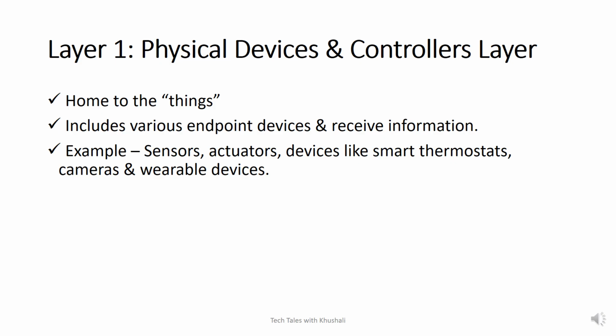Let's see each layer in detail. Layer one is the physical devices and controller layer. This layer is home to the things in IoT, including the various endpoint devices and sensors that send and receive information. The size of these things can range from almost microscopic sensors to giant machines in a factory. Their primary function is generating data and being capable of being queried or controlled over a network. Examples include sensors, actuators, and devices like smart thermostats, cameras, and wearable devices.